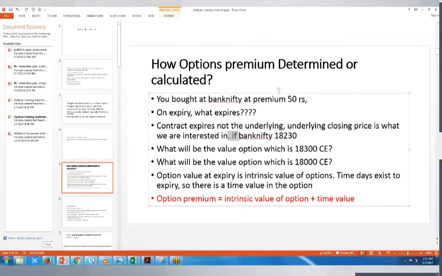And if the Bank Nifty is at 18,230, let's say, what will be the value of the 18,300 call at the expiry? Can someone say? 0. Oh, 0 rupees. So who all say 0 rupees for 18,300 CE? Kaushal. Okay, and others also agree with Kaushal?